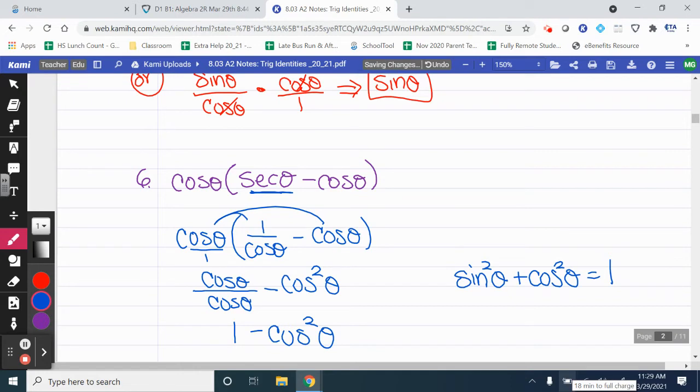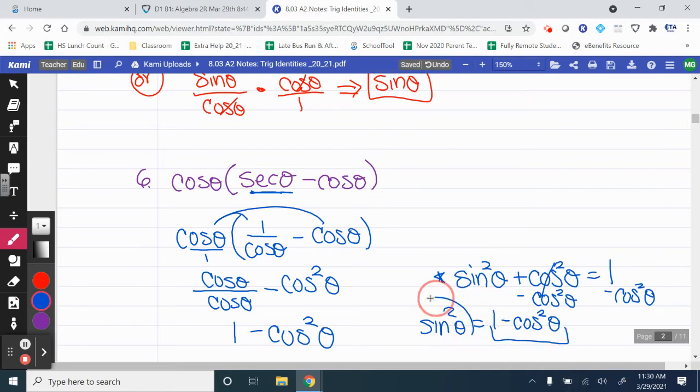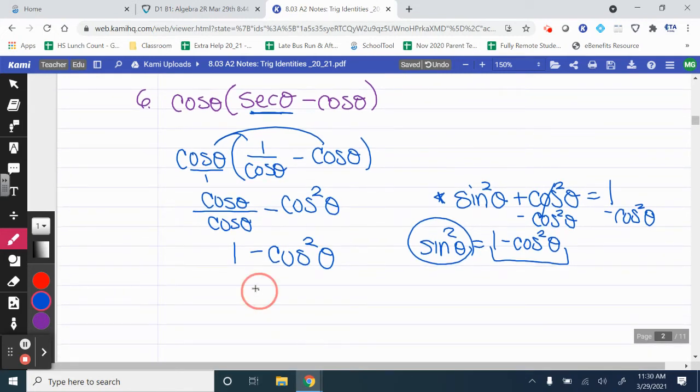Now, the question is, can I rearrange this Pythagorean identity so that it's the same as 1 minus cosine squared? So to do that, I would have to subtract cosine squared over. So now I have sine squared theta equals 1 minus cosine squared theta. So now I know 1 minus cosine squared theta is equal to sine squared. And if you had 1 minus sine squared theta, that would equal cosine squared theta.